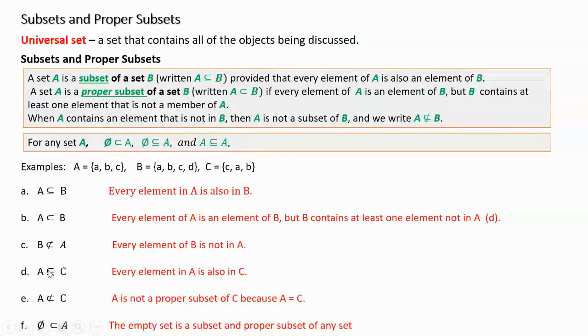Let me go back. Look at D. A is a subset of C. This is true because every element in A is also in set C. E. A is not a proper subset of C. This is true, right? Because A is not a proper subset of C because they're both equal to each other. These A and C are equal sets. And lastly, F. The empty set is a proper subset of A. That's true because every set contains the empty set as a proper subset.